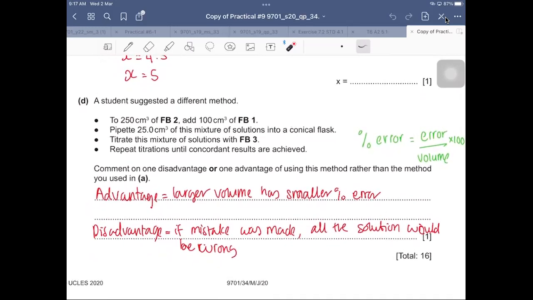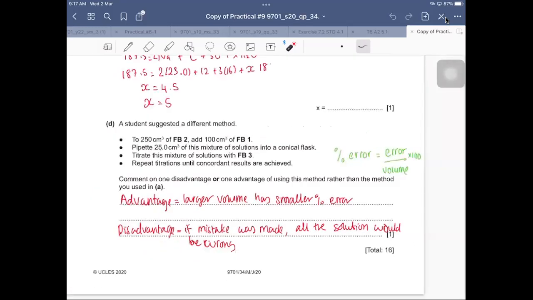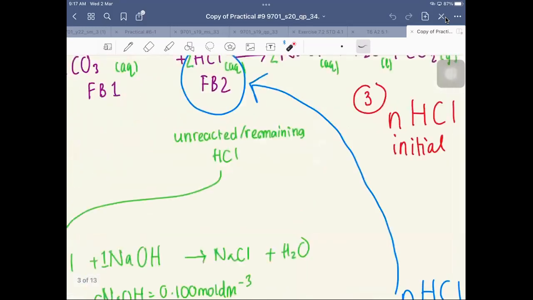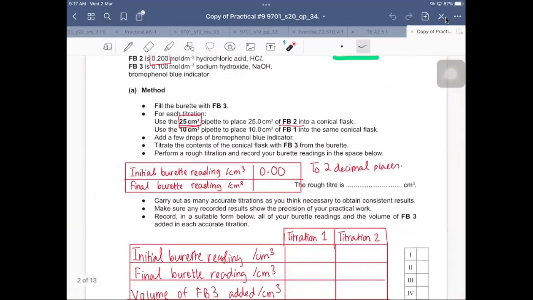A student suggested a different method. To 250 cm³ of FP2 and 10 cm³ of FP1, I prepared 25 cm³. After this, the mixture of solution is FP3, repeat hydration. Okay, so what's the difference here?